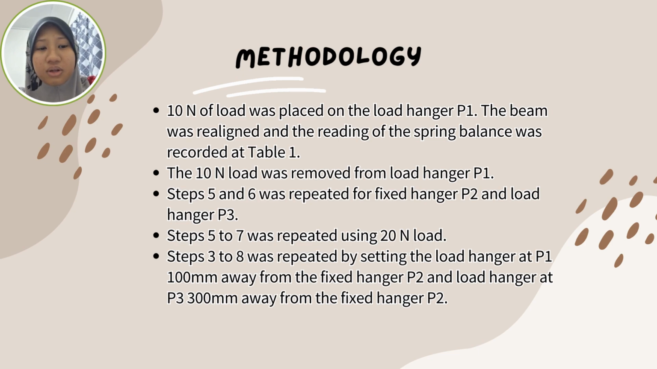The 10 Newton load was removed from load hanger P1. Step 5 and 6 were repeated for fixed hanger P2 and load hanger P3. Step 5 and 7 were repeated using 20 Newton load. Step 3 to 8 were repeated by setting the load hanger at P1 100 mm away from the fixed hanger P2 and load hanger at P3 300 mm away from the fixed hanger P2.